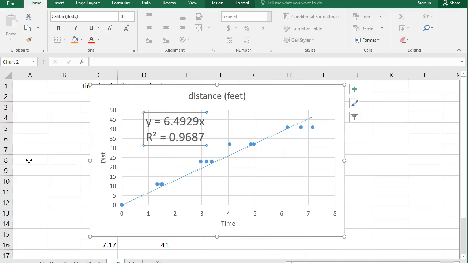So 6.49 is the slope of this trend line, and what that means is the change in y over the change in x, or the change in distance over the change in time. Distance divided by time is a velocity or a speed. So this slope is telling us the speed of the golf ball the whole time it was moving.